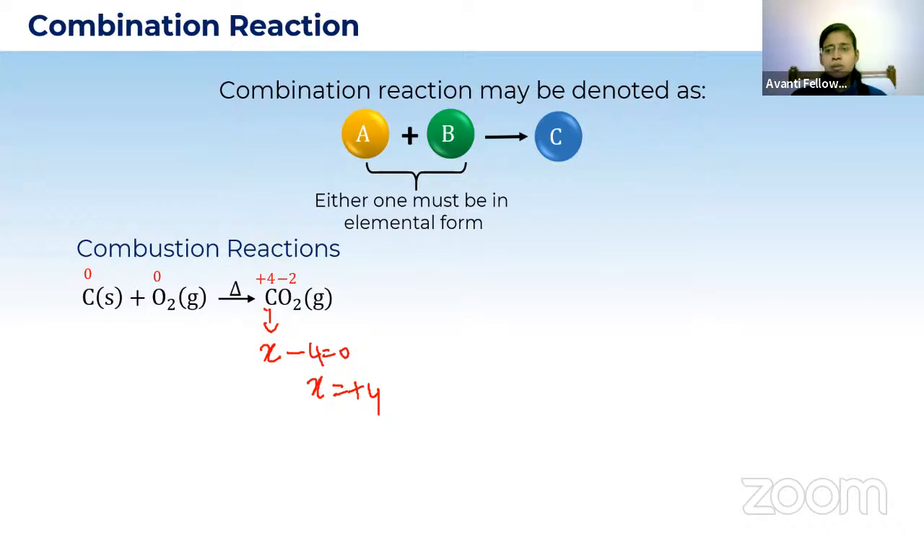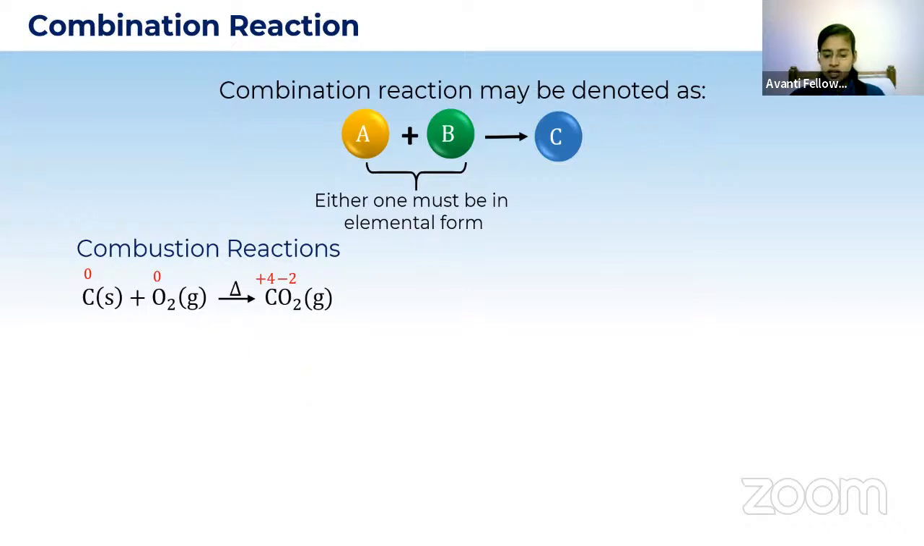What is meant by combustion reaction? Heating a compound in the presence of a sufficient supply of oxygen is called a combustion reaction. Here carbon is getting oxidized and oxygen is getting reduced. So this is an example of a combination reaction.